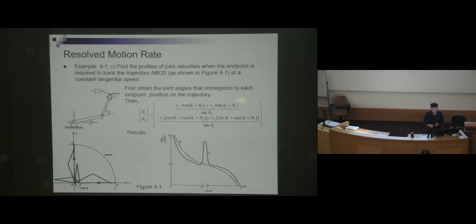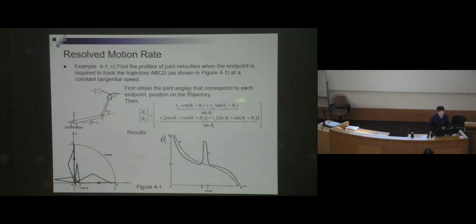If you want to find the profile of the joint velocity when the endpoint is required to track the trajectory A, B, C, D, then for example you want your arm to follow this trajectory. From the fully extended position, you pull it back to B, then rotate it to C, and then extend it to D. So you plan to program your planar robot to follow this trajectory A, B, C, D, at a constant tangential speed.